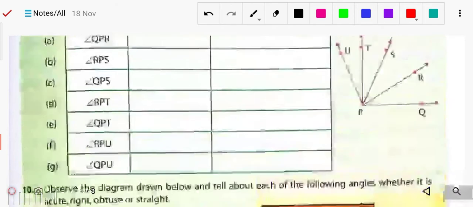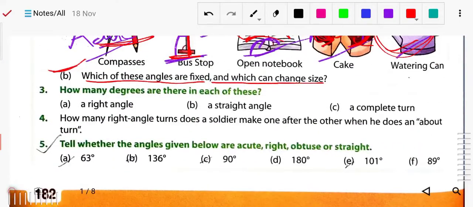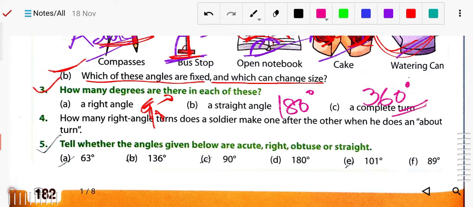Now number 3: how many degrees are there in each of these? A right angle, what is the degree? In the right angle we know 90 degree. In the straight angle, what is the degree? 180 degree. Complete angle, what is the maximum degree? That is 360. Right angle 90 degree, straight angle 180, complete angle 360. You have to write only that.